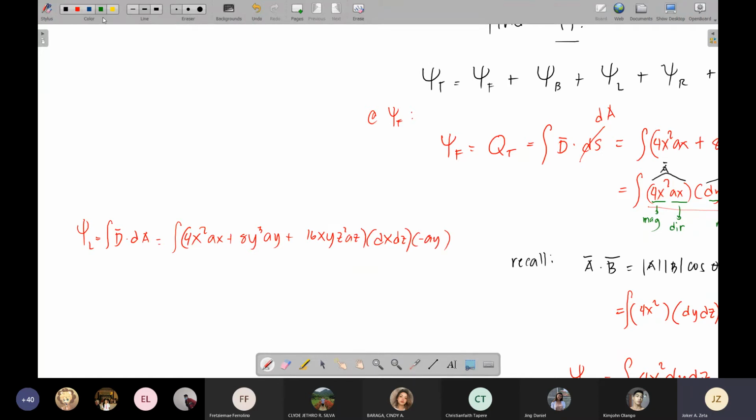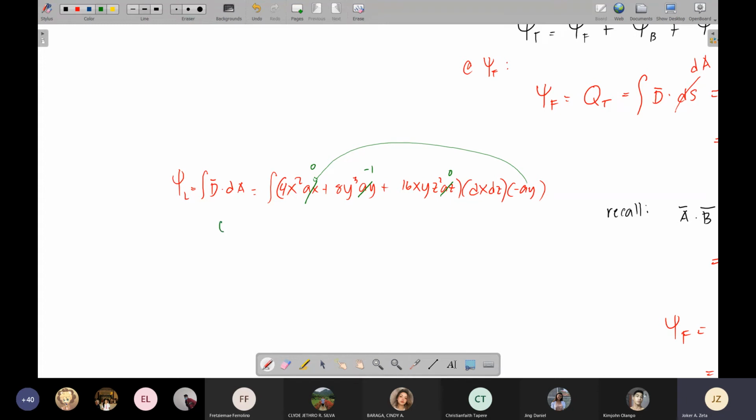Okay? Now, as usual, don't distribute, take them one by one. For this one, ax and negative ay. The angle between them is still 90. Cosine of 90, 0. AY and negative AY. The angle between them is 180. Cosine of 180, that is negative 1. And then AZ and negative AY. The angle between them is 90. Cosine of 90, that is 0. So what remains is for the flux.